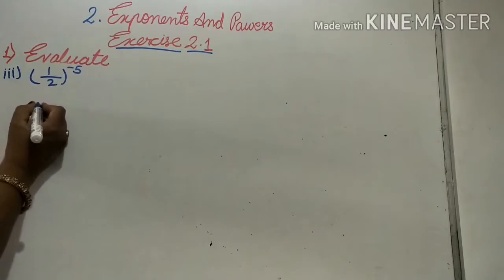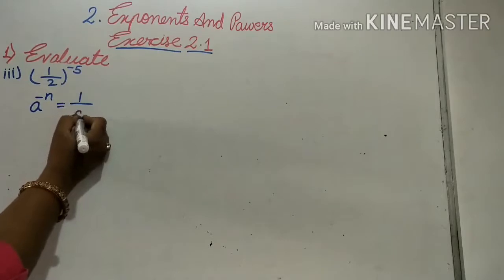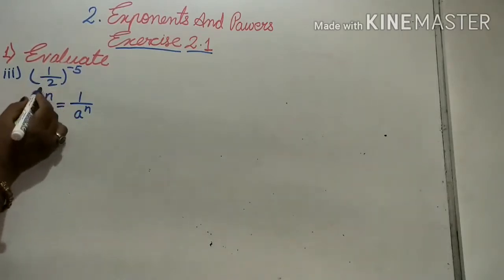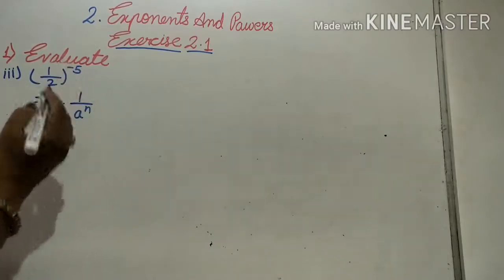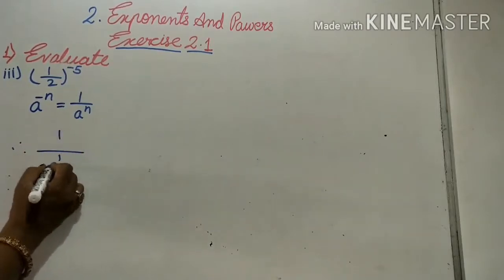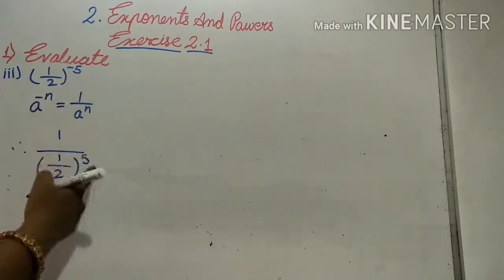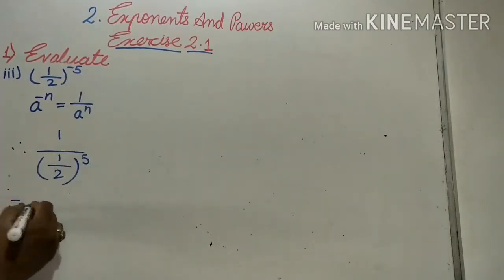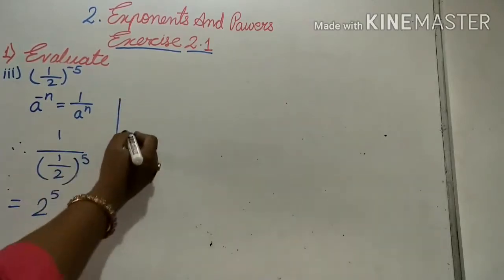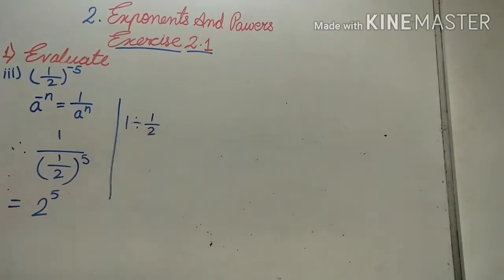Here also we have to use the law a raised to minus n is equal to 1 by a raised to n. Here a means 1 by 2 and minus n means minus 5. Therefore, 1 divided by 1 by 2 raised to 5. Now this negative becomes positive. I'll explain how this 2 comes. I'll write this 1 divided by 1 by 2 in this form.